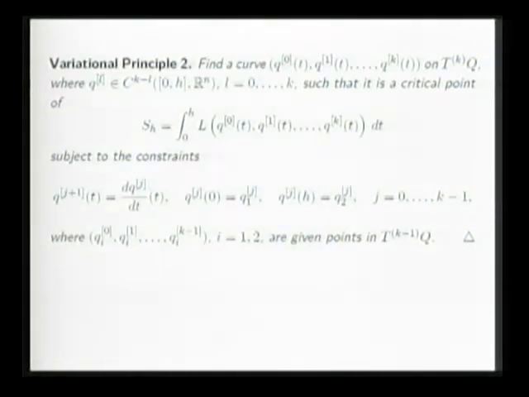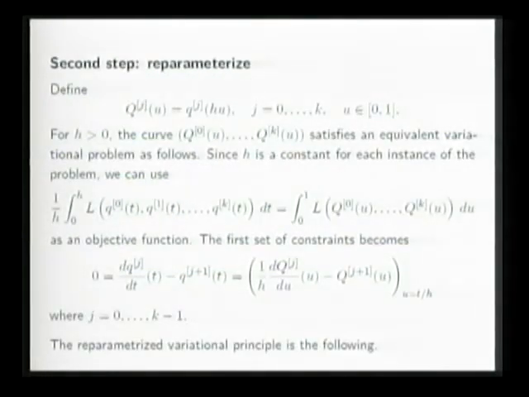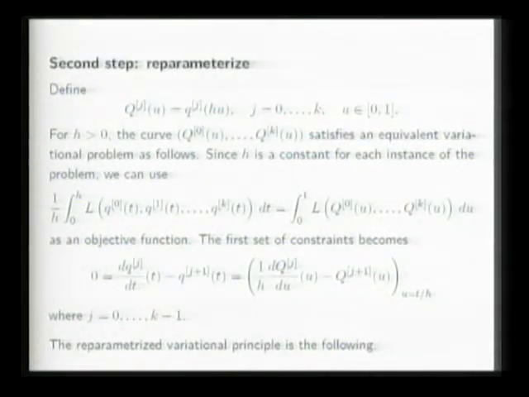So you just rewrote your variational principle, and now we will reparameterize each one of the curves qj. Each one was living in a different derivative stage of the curve. So you define this uppercase Q of a variable u, which will go between 0 and 1 instead of 0 and h, because you have hu here. This new curve Q(u) satisfies an equivalent problem, which is the following.